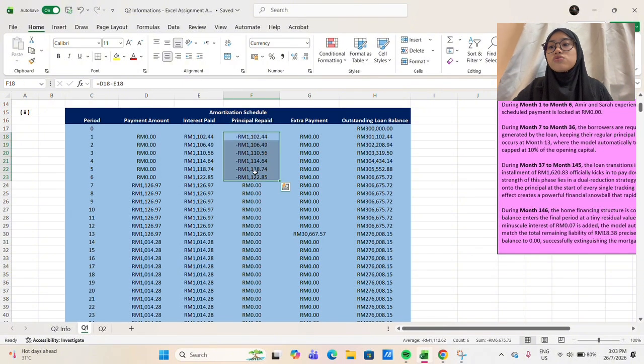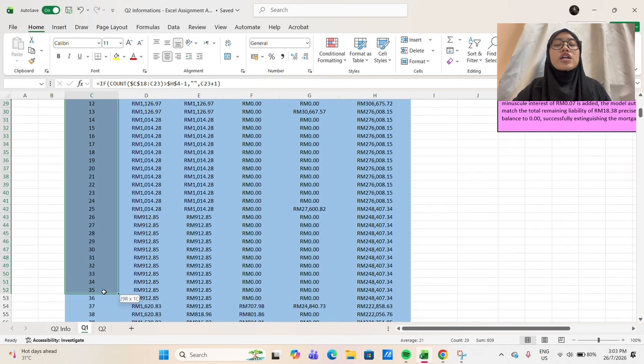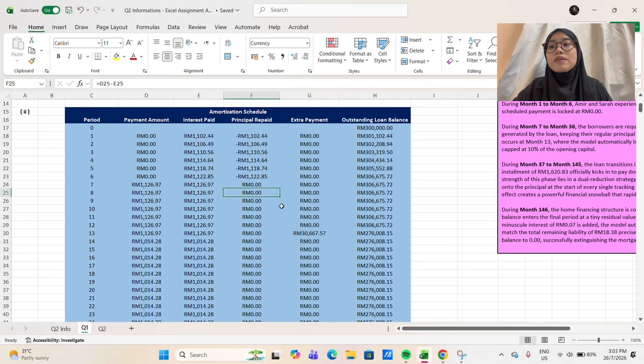So for phase 2, which is from month 7 to month 36, the borrowers are required to service only the interest portions generated by the loan, keeping their regular principal reduction at 0 ringgit because their monthly payment exactly matches the monthly interest charge, which is payment equal to interest. The outstanding loan balance remains completely flat at 306,675.72 across these months.